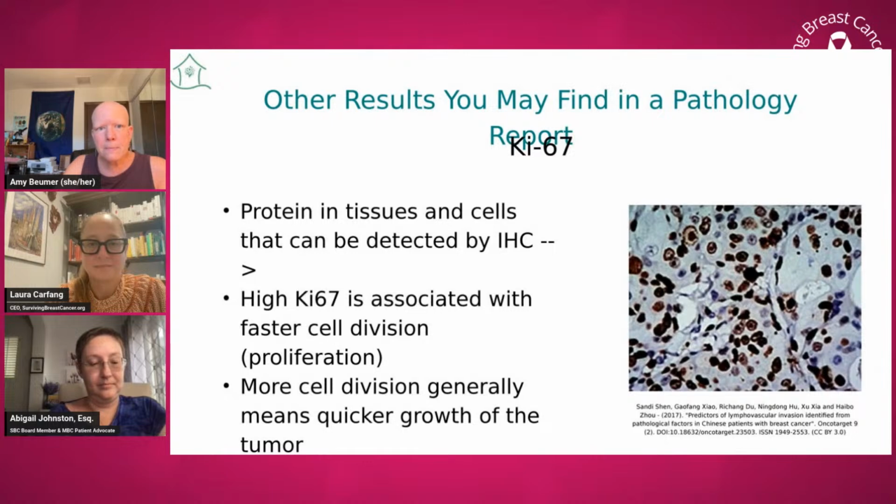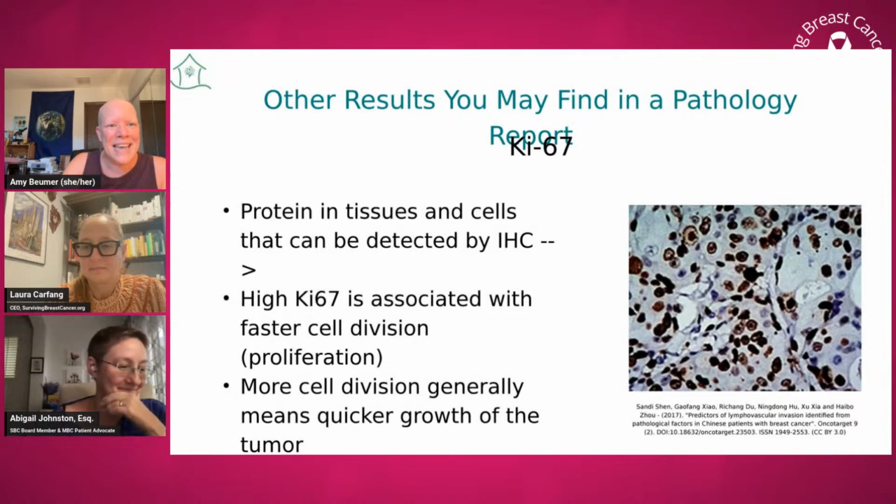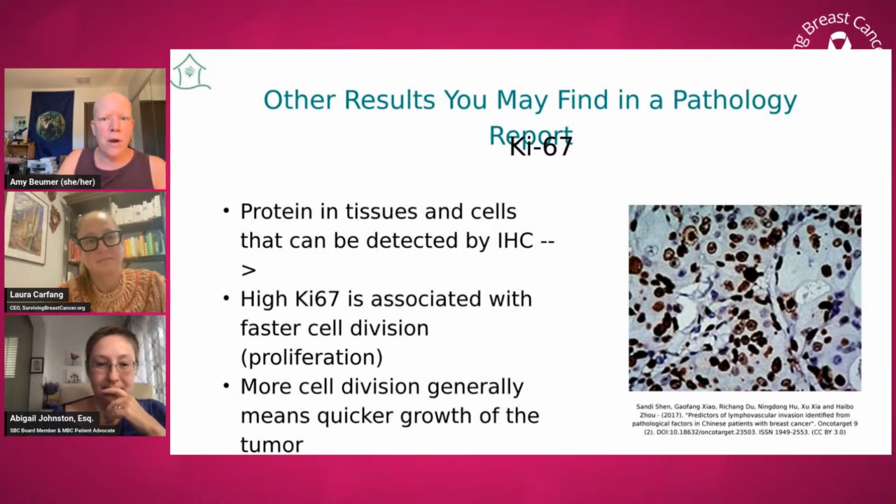All right. So other results, let's talk about Ki67. So what is this again? This is a protein in tissues and cells that can be detected by IHC, again, immunohistochemistry. So Ki67 is found in the nucleus of cells. So this picture here on the right is a micrograph, which is basically a microscope photograph. And each of these little dots is a nucleus. Ki67 is in the nucleus.